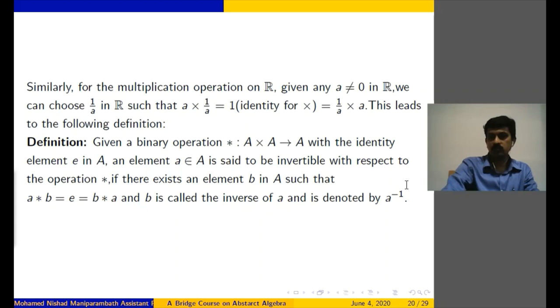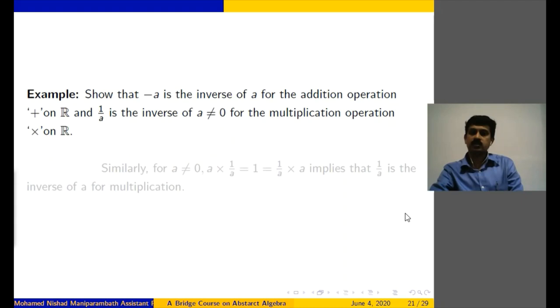We move to the example: show that minus A is the inverse of A for the addition operation plus on R, and 1 by A is the inverse of A, not equal to 0, for the multiplication operation product on R.